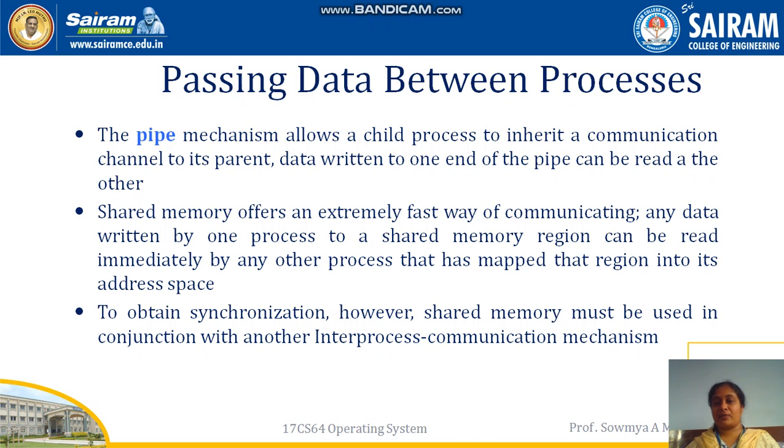Shared memory offers an extremely fast way of communication. Using shared memory, two or three processes can read and write the shared memory data, which is mapped into the address regions or address spaces of the processes. Those address spaces will be shared by other processes, and data can be communicated based on the shared memory mechanism. To obtain synchronization, however, shared memory must be used in conjunction with another inter-process communication mechanism.